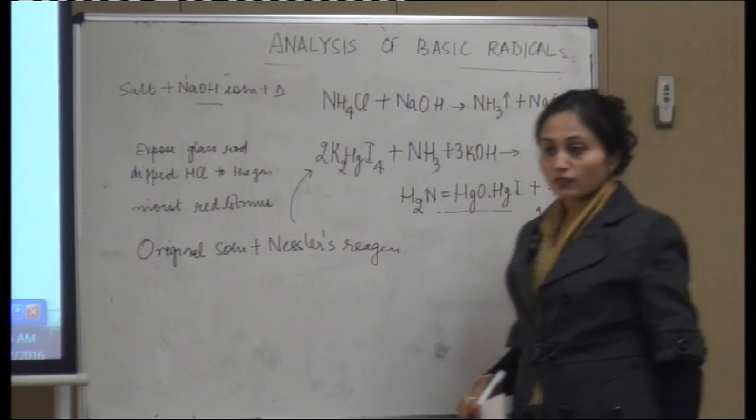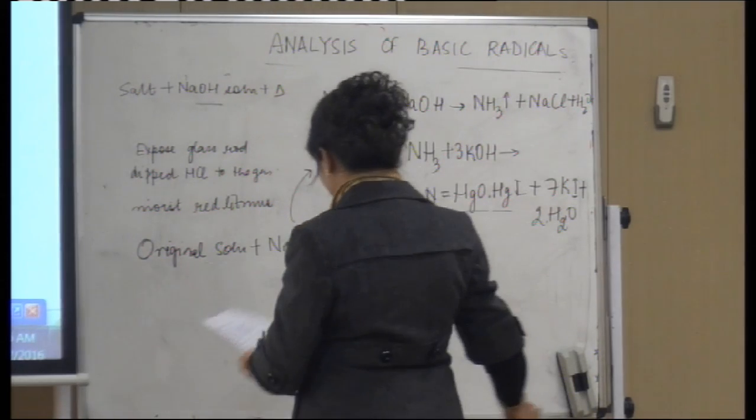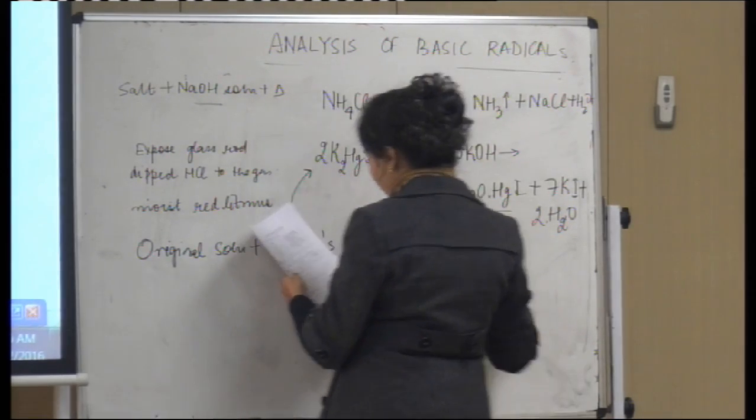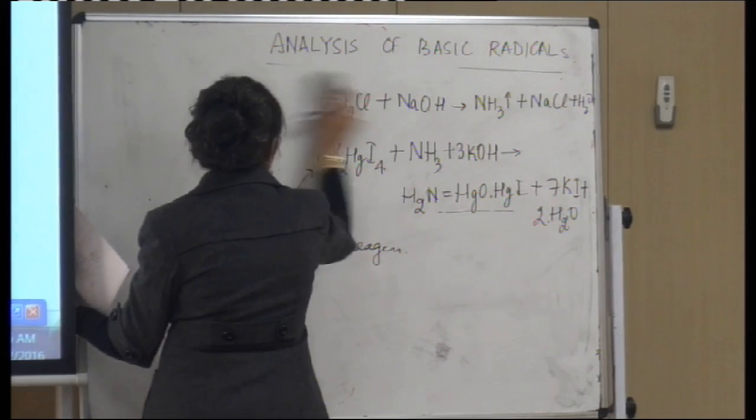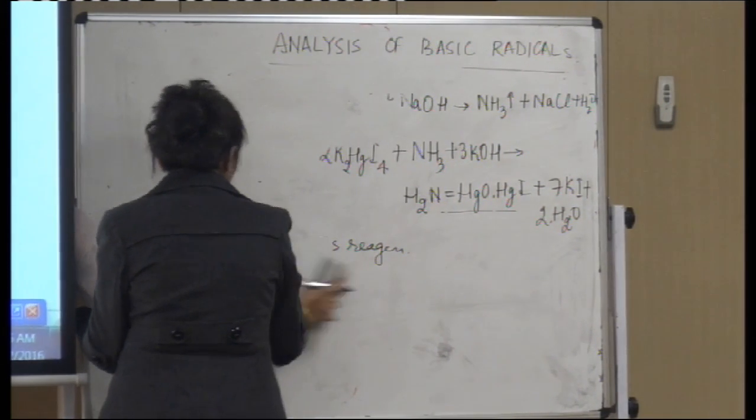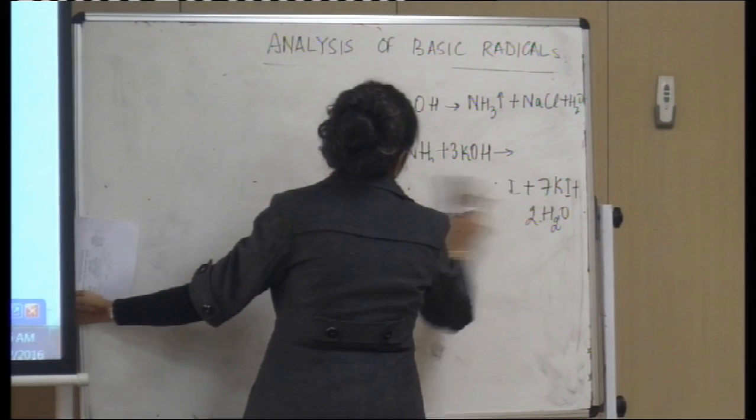Done? Just go through it as I am taking time to rub the board, and we move on to the next, first group of basic radicals. This was our group 0, or sometimes referred to as group 6 as well.